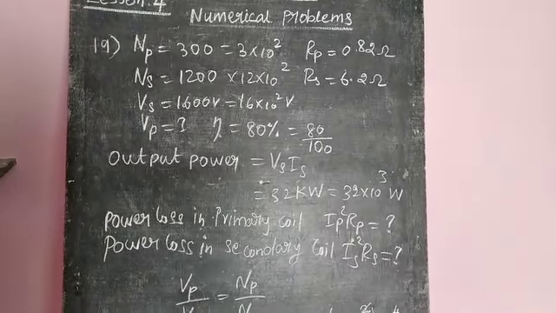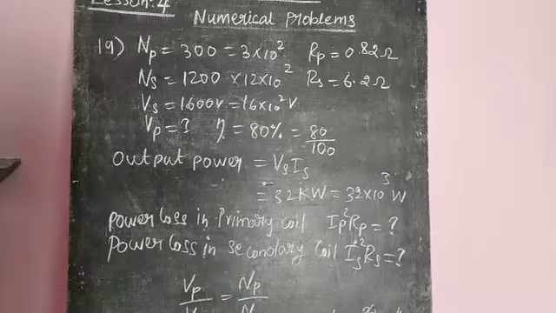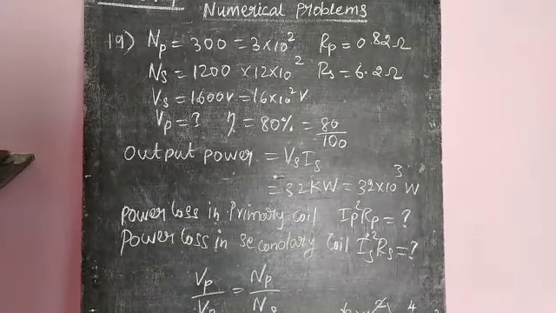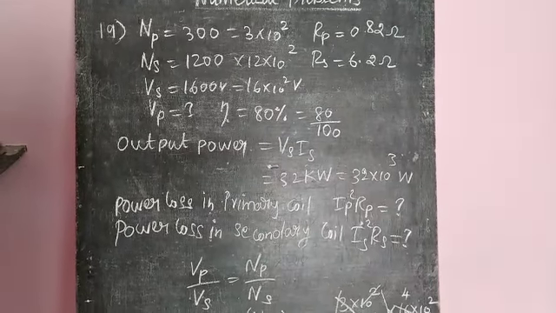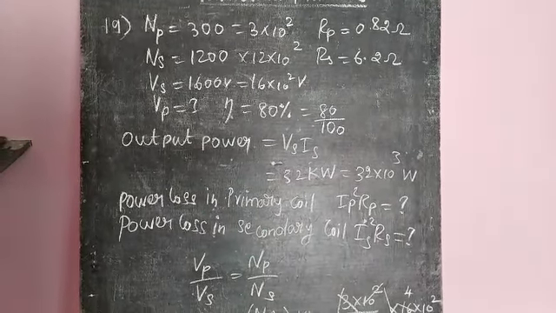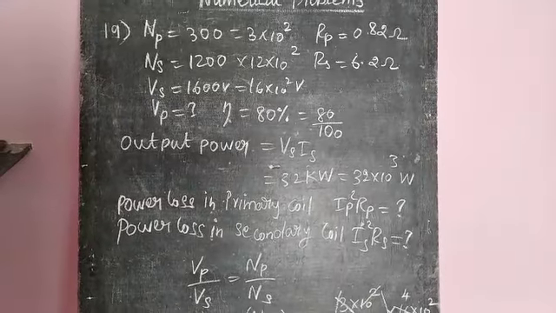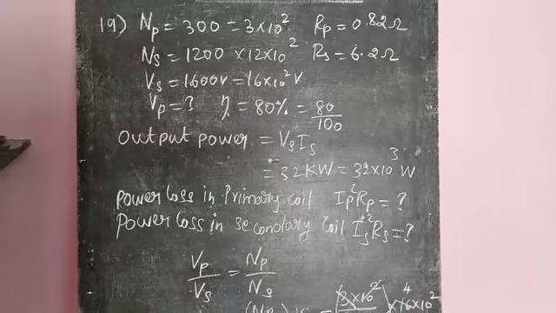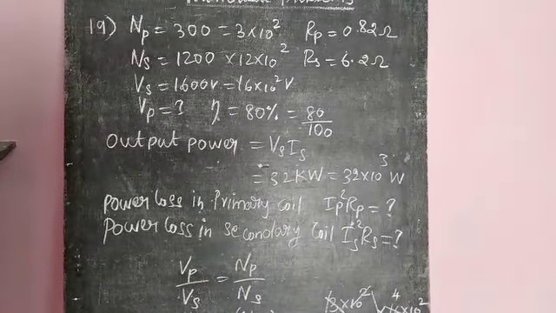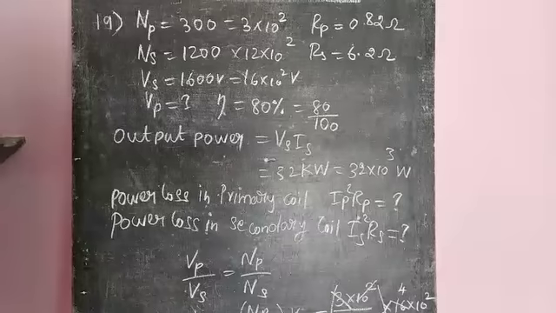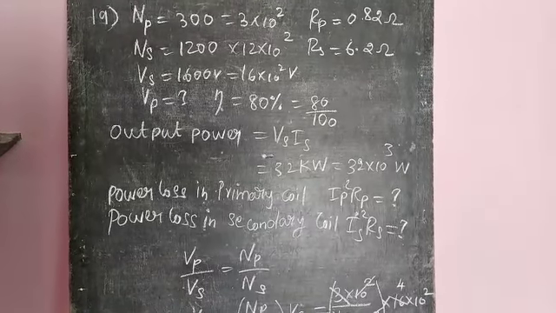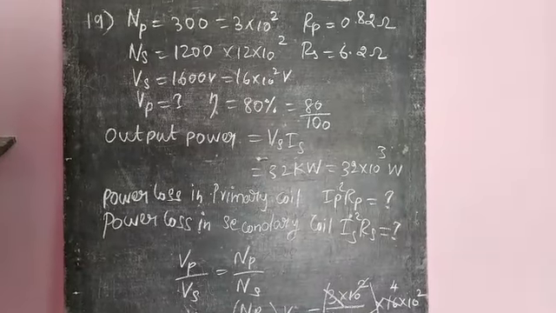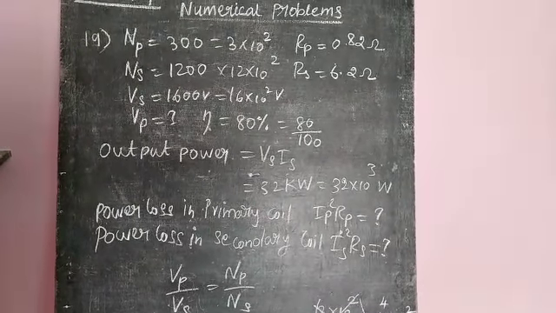Next problem 19. The 300 turn primary of a transformer. So primary coil, number of turns in primary coil NP equal to 300, so 3 into 10 power 2. Resistance of primary coil 0.82 ohm and resistance of its secondary of 1200 turns is 6.2 ohm. So number of turns in secondary 1200.